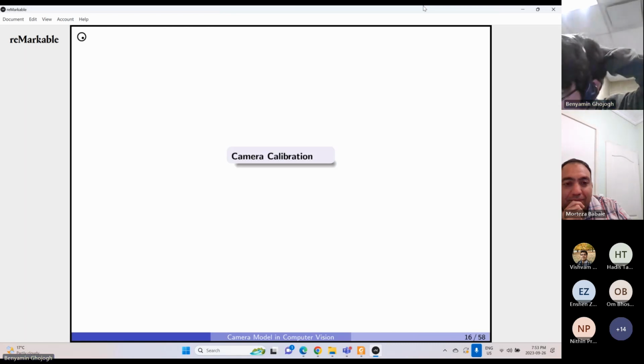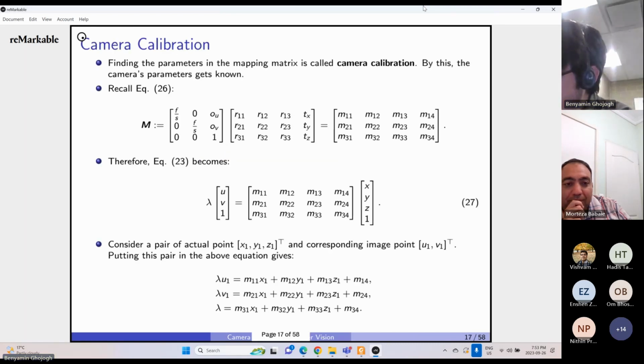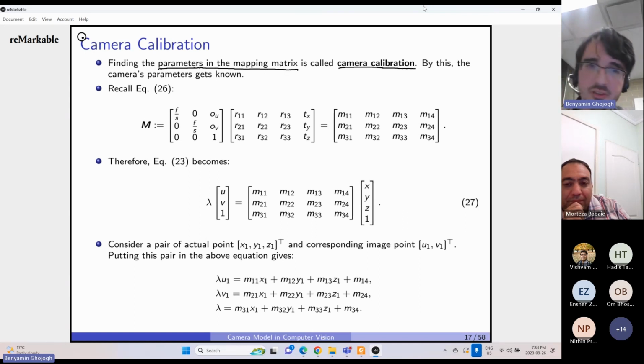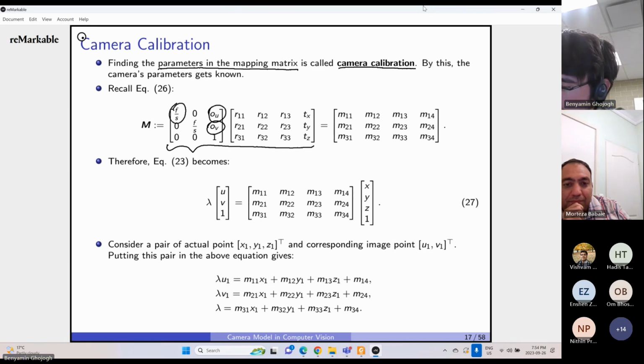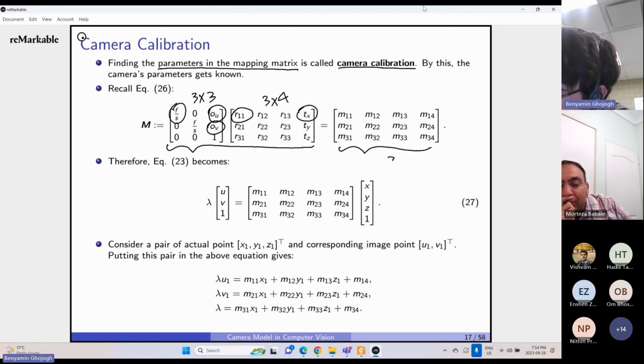Camera calibration. Now finding the parameters in the mapping matrix is called camera calibration. What do I mean? This was the mapping matrix, right? This has some parameters: F, S, OU, OV, these rotation values, translation values, all of these. If we want to find these, this is called camera calibration. It means that we calibrate the camera, right? And this is a 3x3 matrix. This is a 3x4 matrix. This becomes a 3x4 matrix, right?